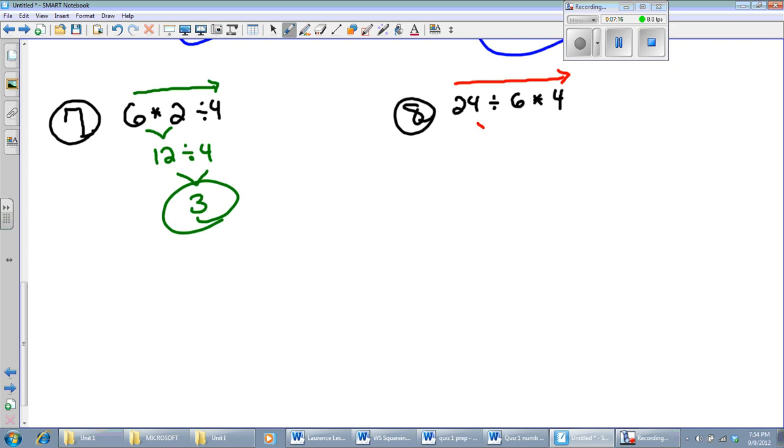All right, so 24 divided by 6 gets me an answer of 4. Then I multiply by the other 4, and I get an answer of 16. If you were getting an answer of 1 there, you didn't go left to right.